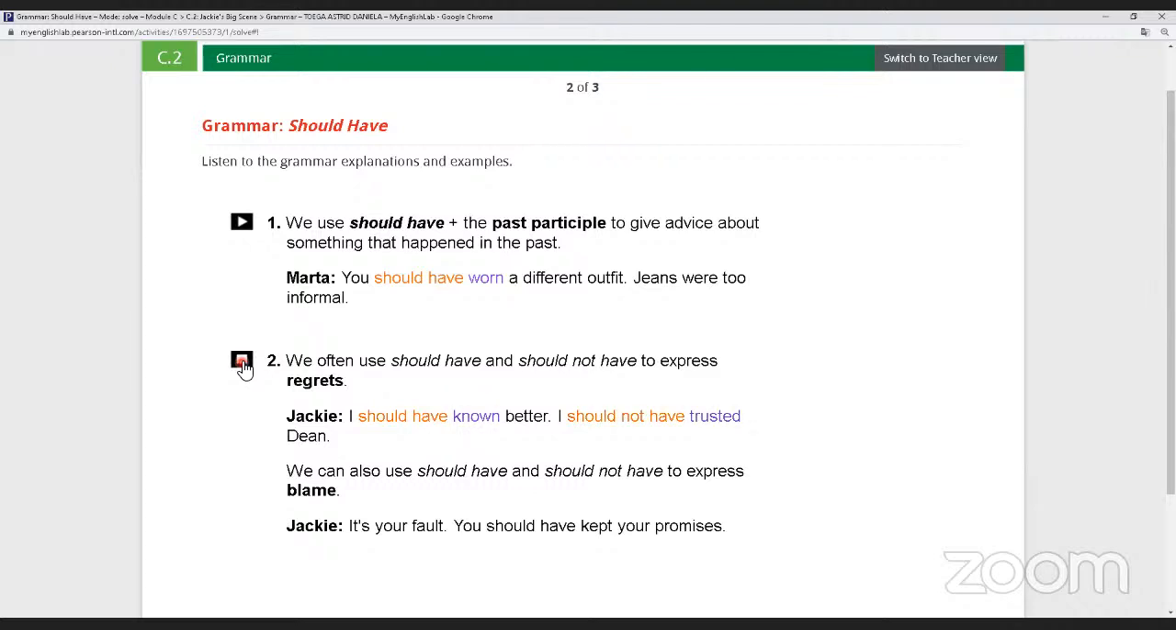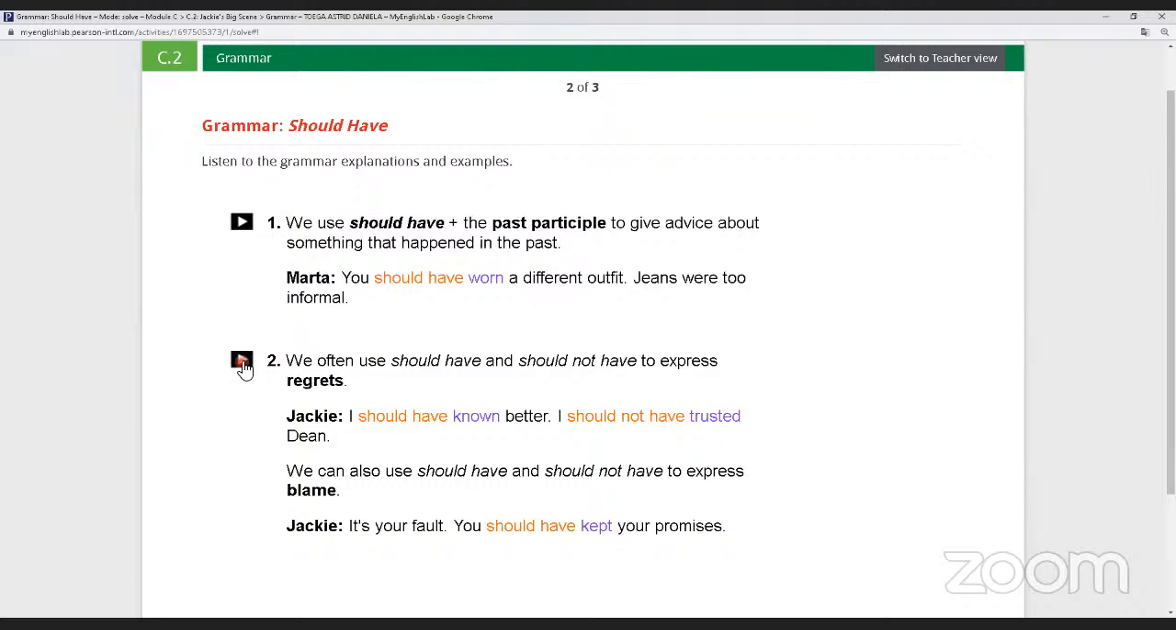We can also use should have and should not have to express blame. It's your fault. You should have kept your promises. Okay, now let's continue with the next point.